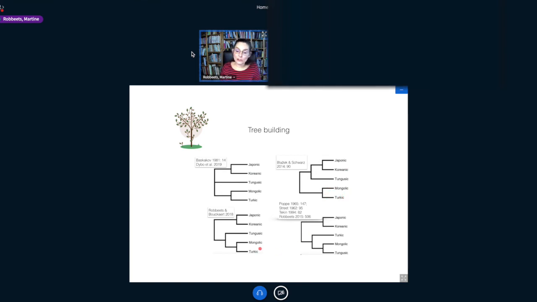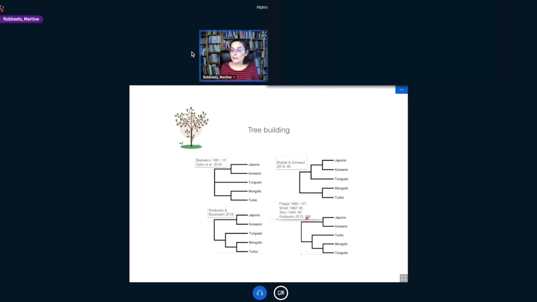And then in the third tree, we see that Japano-Koreanic is separate from Altaic, but here Tungusic is the first to split off from Mongolo-Turkic. And then finally, in the last tree, we see again a split between Japano-Koreanic and Altaic, but here Turkic is the first to split off, and Mongolo-Tungusic form a very tight cluster.